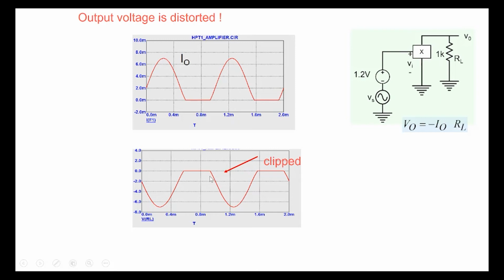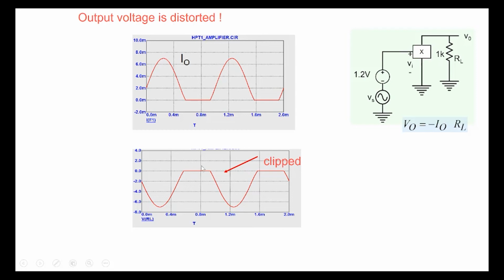It means my amplifier is not working properly. And what is the reason that it's not working properly? Well, we have not biased the amplifier properly. We can very easily see that 1.2 volt is not adequate, because with 1.2 volt, when I'm applying Vs, my transistor is entering that zero current region, or the dead zone region.